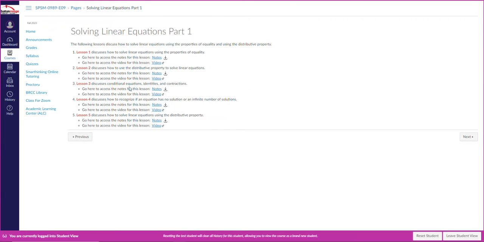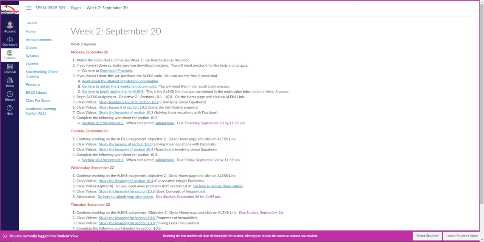Lesson 3 is where you talk about conditional equations, identities, and contradictions. And lesson 4 discusses how to recognize if an equation has no solution or an infinite number of solutions. All right, so I'm going to go back and use the back arrow. And then item 6 says study lesson 5. That's the one that deals with the distributive property.